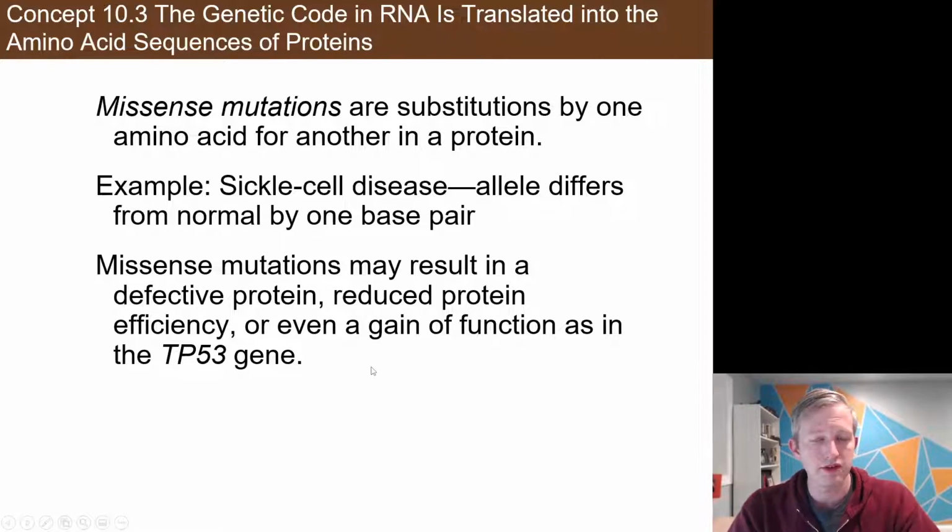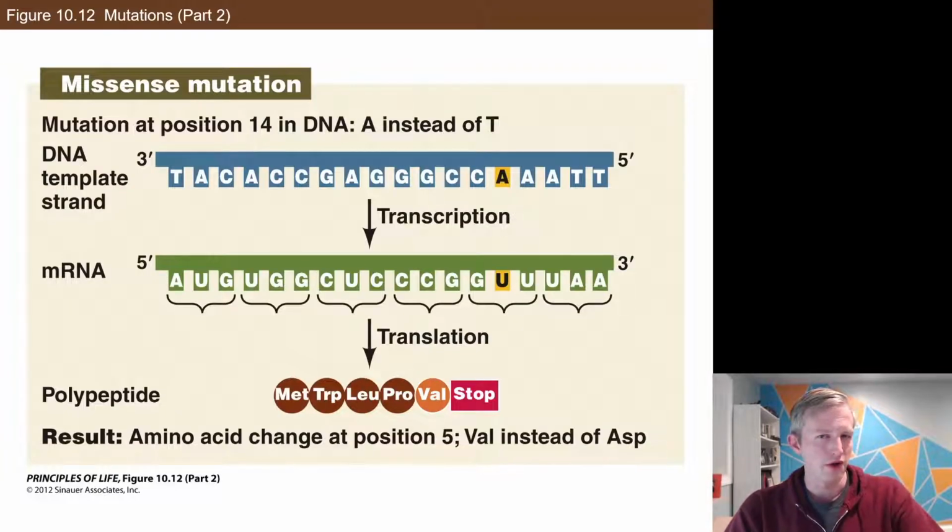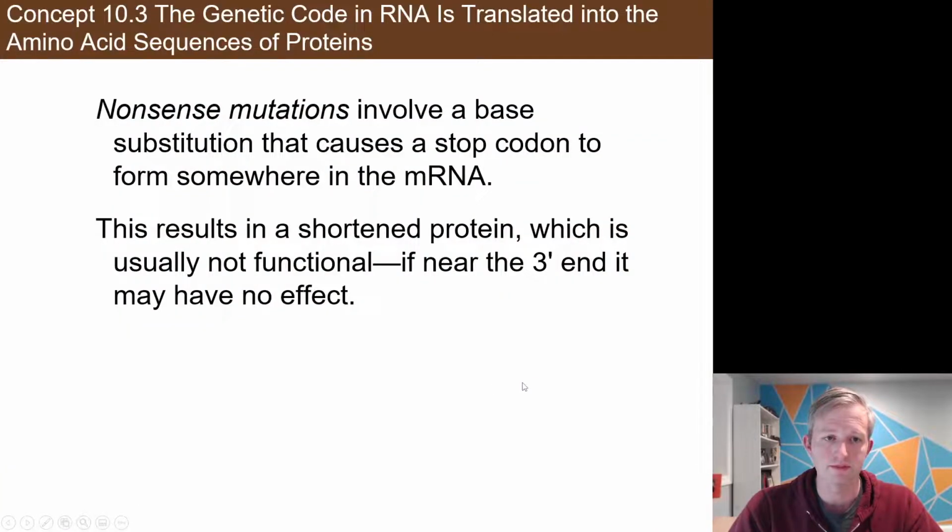So missense mutations, while they are small and may not seem like much, can have pretty profound differences. We'll also see other examples, like a single missense mutation which could lead to an entire extra body segment on insects. So they can be quite profound if they happen in just the right place or just the wrong place, depending on how you look at it. So here's a missense mutation where this T became an A, which changes then, instead of an A here, we have a U in the RNA, which then codes for a different amino acid.